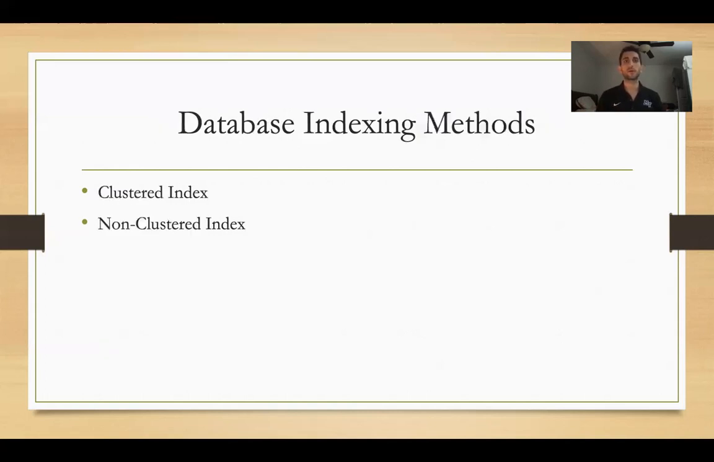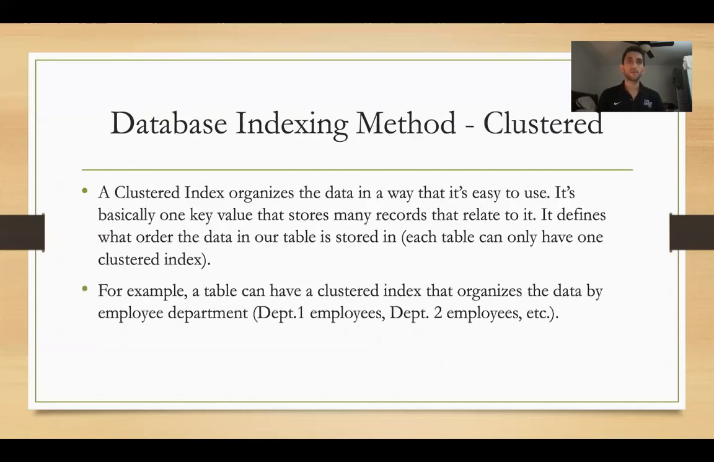So today we'll talk about two database indexing methods: clustered index and non-clustered index, and we'll start with clustered index. Database index method number one, clustered. A clustered index is basically a way the data is organized. It's basically one key value that stores many records that relate to it.